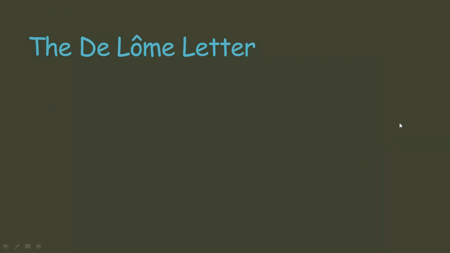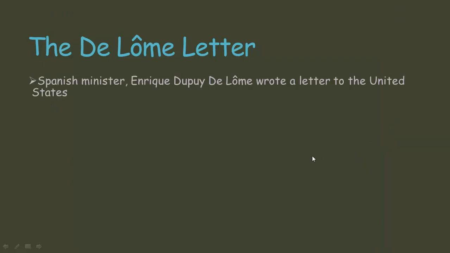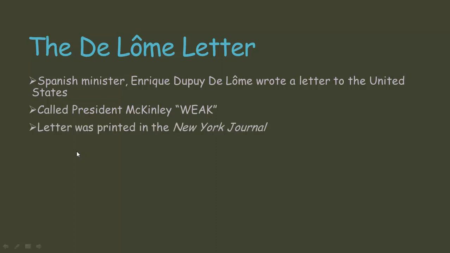Famous letter known as the Lôme letter. It is from the Spanish minister Enrique de Lôme. He actually writes this letter to the United States, and in that letter, he called President McKinley weak. He called him a stupid politician, and that kind of makes us mad. It's not the only reason why we might go to war, but it definitely adds to the fray, right?